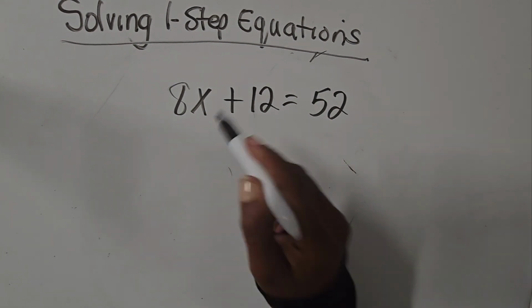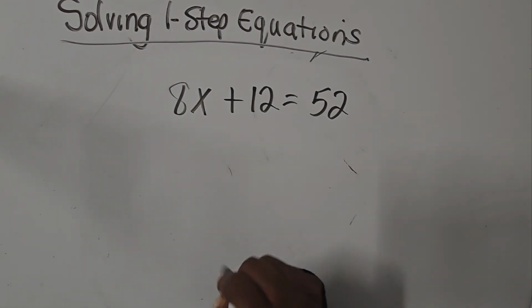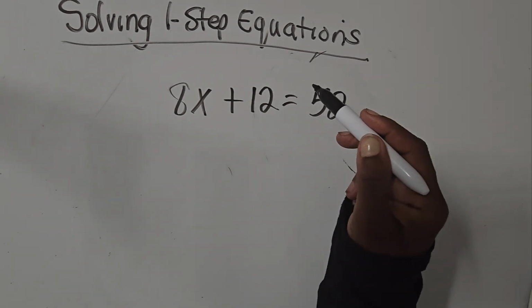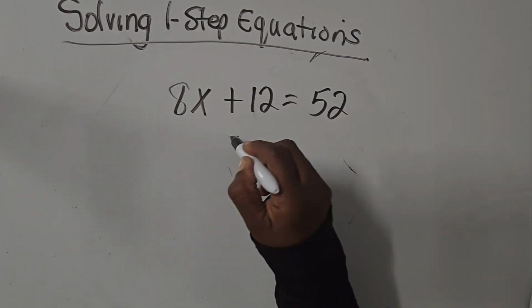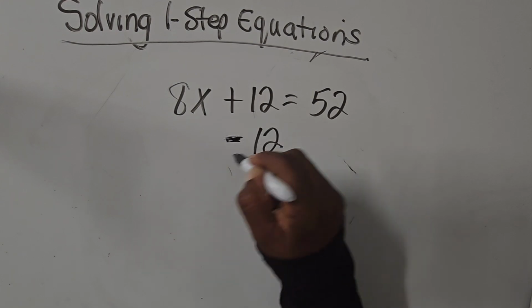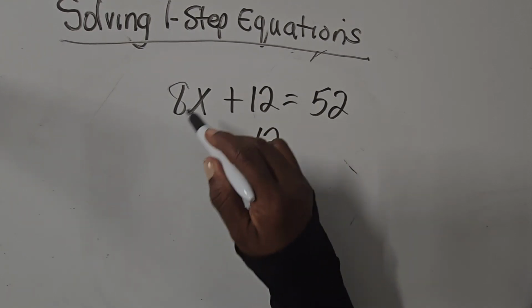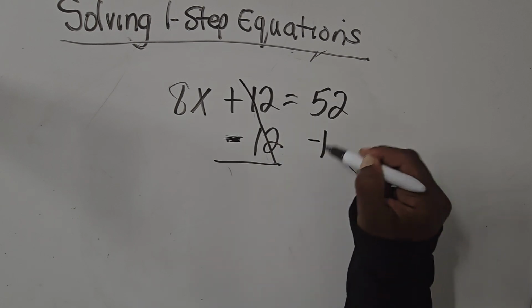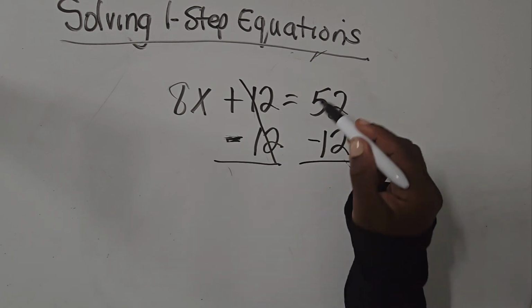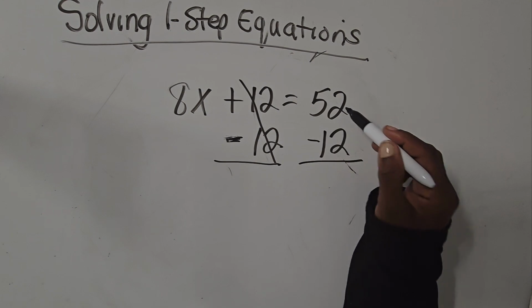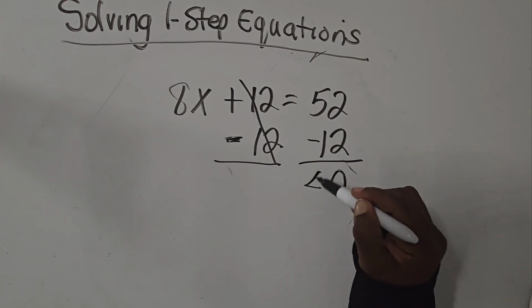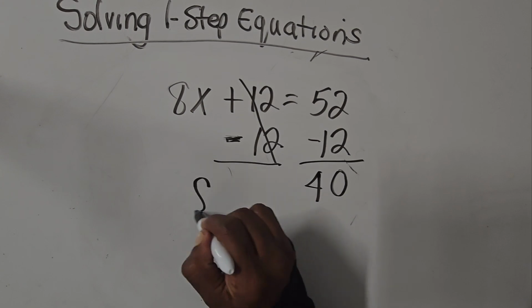Again, the goal, keep that x, ultimately get that x by itself. But for now, it's stuck to the 8. All right, get rid of the 12. This is our first step in isolating the variable here. So that cancels. What I do to one side, I do to the other. 52 take away 12, 2 take away 2 is 0, 5 take away 1 is 4. Bring my 8x down.